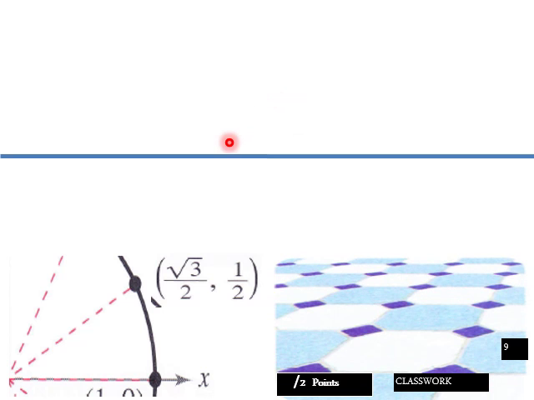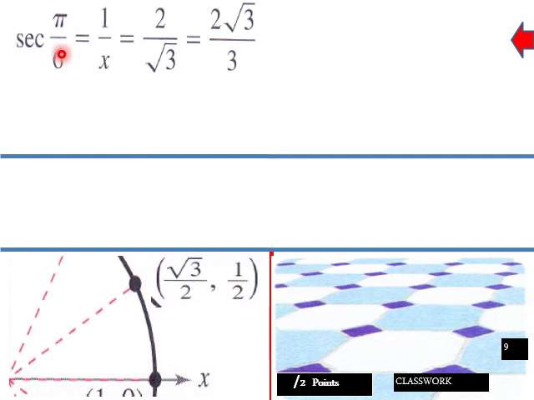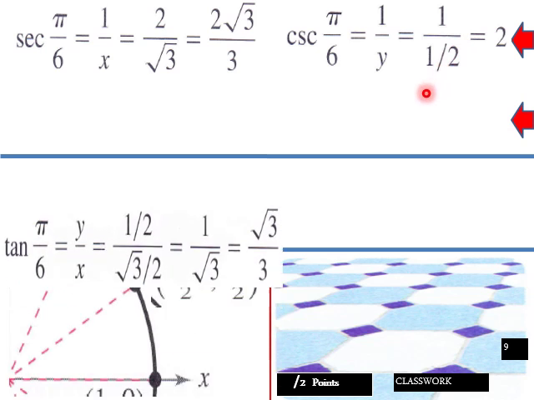Okay, so moving along, we have this point here on the unit circle, and then our functions here, pi over 6, which is this point here, with your (x, y) coordinates. Secant of pi over 6 would be 1 over x. So that would be 2 over the square root of 3, and then we rationalize our denominator, in which we end up with 2 times square root of 3 over 3. And then cosecant would be 1 over y, which is 1 over 1/2, which is 2.